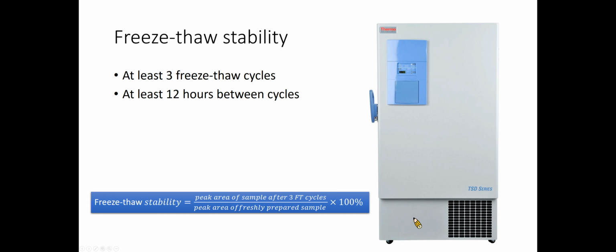Freeze-thaw stability refers to the stability of the analyte in the matrix upon freezing and thawing. You should assess the stability of the sample after a minimum of 3 freeze-thaw cycles. QC samples should be thawed and analyzed according to the same procedures as the study samples. QC samples should be frozen for at least 12 hours between cycles. Freeze-thaw stability QCs should be compared to freshly prepared calibration curves and QCs.